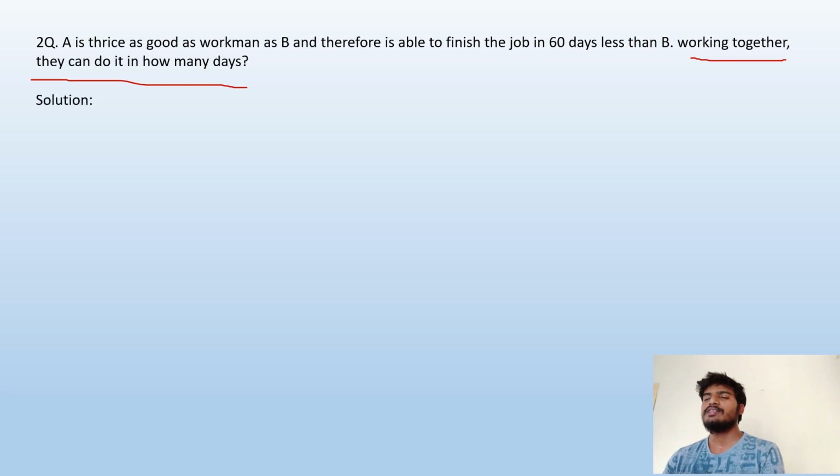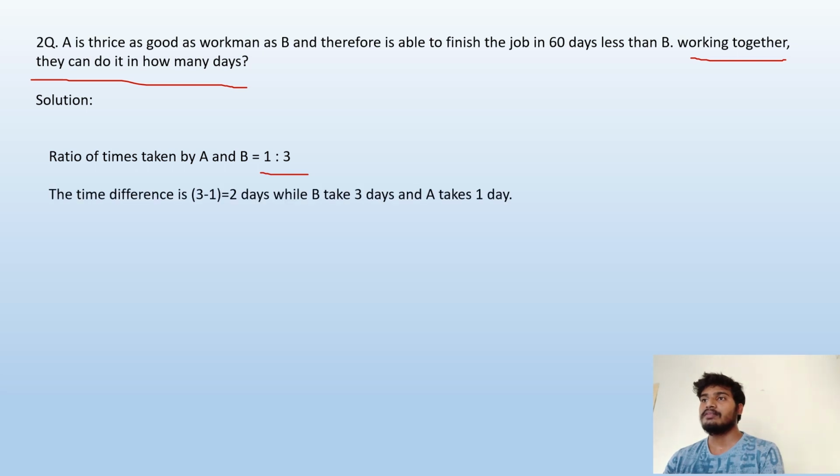Here the ratio of time taken by A to B is 1:3. So the time difference here is 3 minus 1, which is 2 units. According to the question, A is thrice as good as B, so the difference in the time is 2 units.